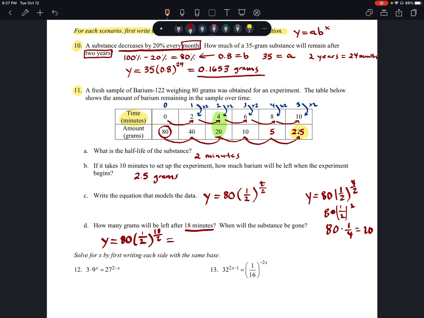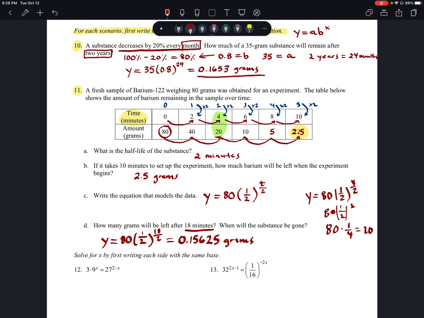I'm going to do it on the side, but we've got 80 times 0.5 raised to the 9th power. And that should be about 0.15625. I'm just going to give you the whole answer. So we have 0.15625, and that would be grams.